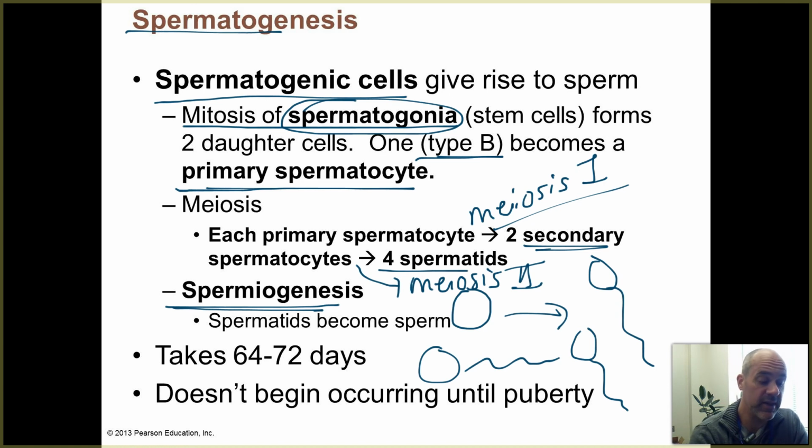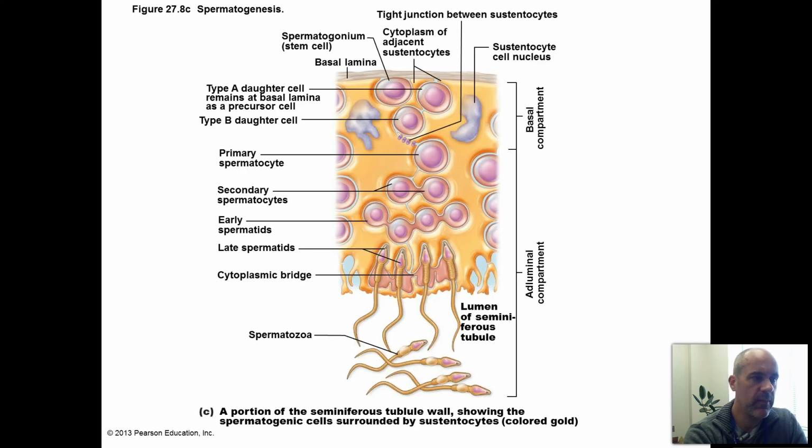Okay, so spermatogenesis is a long process, taking 64 to 72 days. It continues throughout a male's lifetime, generating gazillions and gazillions of sperm. But it does not begin until a male reaches puberty, because as we'll see, this process requires testosterone production, the male sex hormone, for stimulation to make it happen.